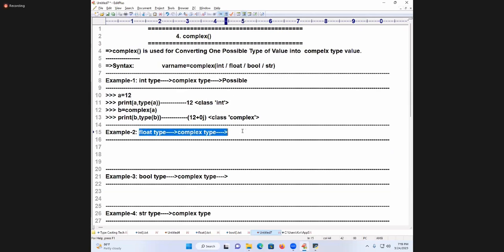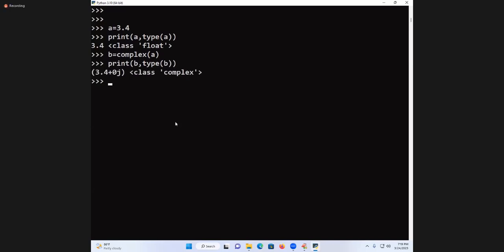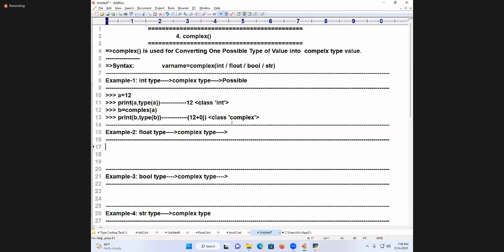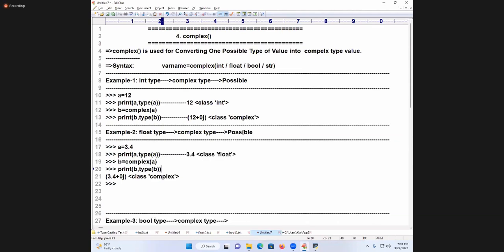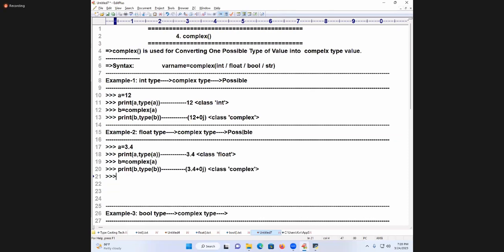Next, I'll go to the second. What is the next? Float type to complex type. A is equal to 3.4. A type, complex type. Possible or not possible? Possible. 3.4 plus what? 0j. Done. Getting it. Here I am going to write it. Possible. Get the data, and this is the value we get here. Got it? Are you following?